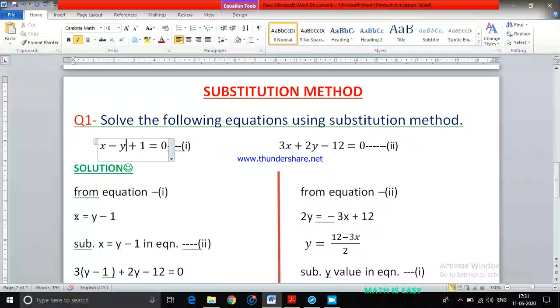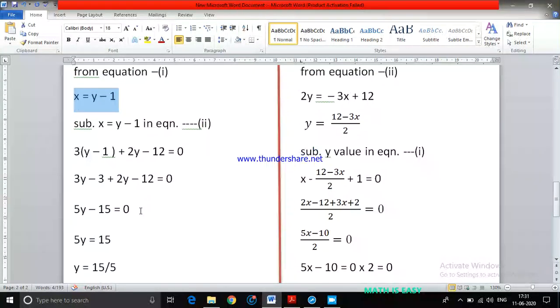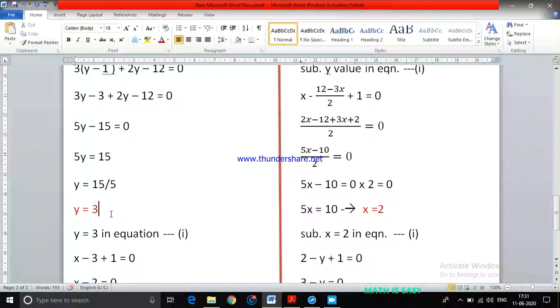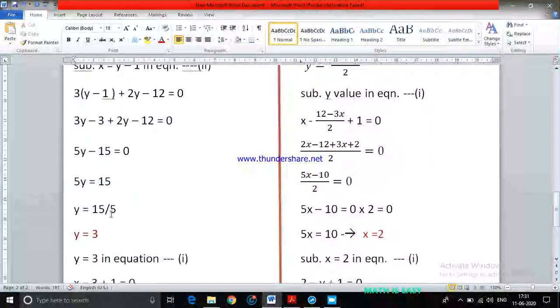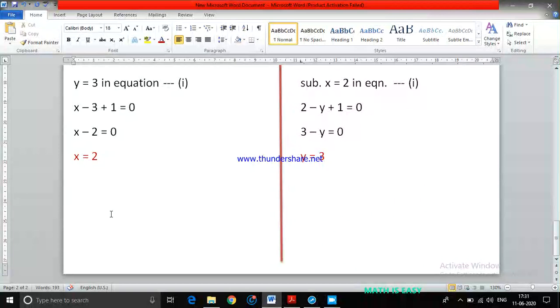Instead of x equals y minus 1, you can get y equals x plus 1. Substitute that y equals x plus 1, then you get the x value first, then the y value. So you can take any equation, find any x value or y value from any one of the equations and substitute in the second equation. That is what your substitution method does.